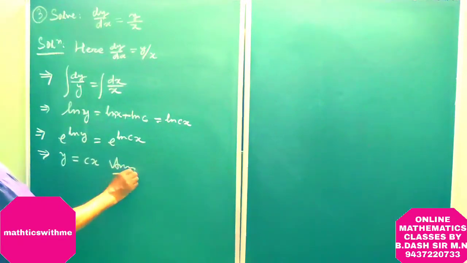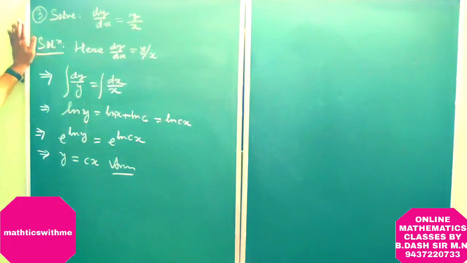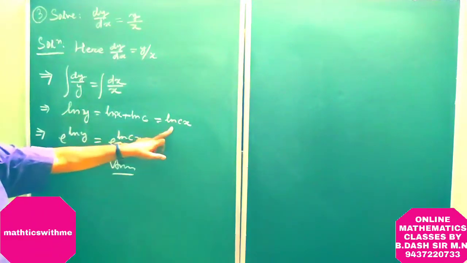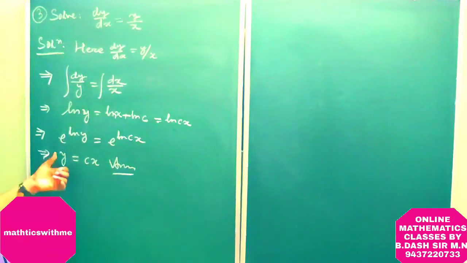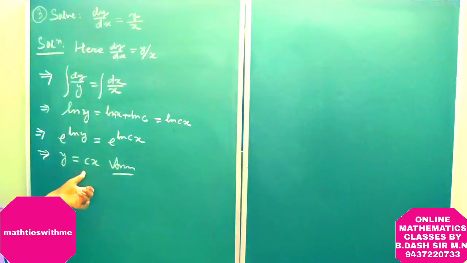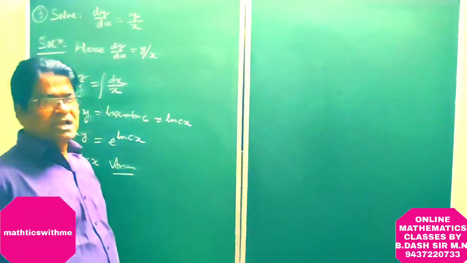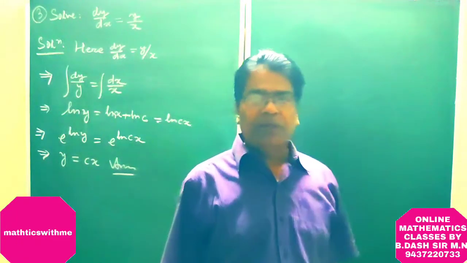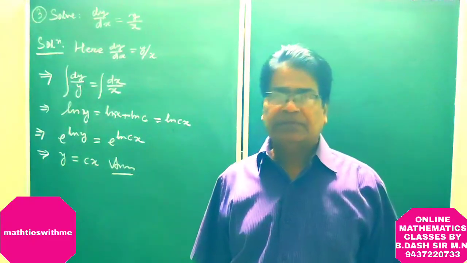Answer. The question is we have to solve the differential equation dy by dx is equal to y by x. Now we have separated the variables here. Integration of dy by y is equal to integration of dx by x. Now integrating we get ln y is equal to ln x plus ln c, which is equal to ln cx. Now taking exponential of both sides, after simplification we get y is equal to cx. Answer. Our third question is solved. Let us proceed to solve the next question.